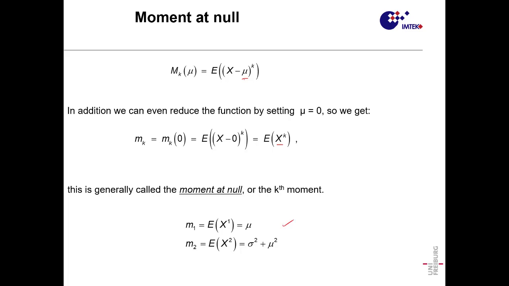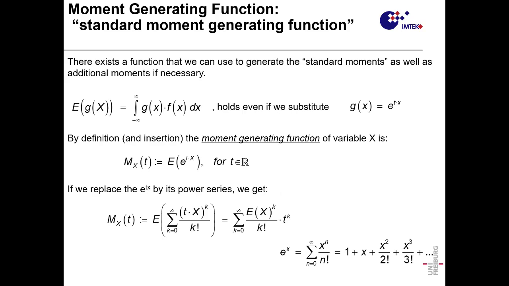But here we play with just two values, k equal to 1 and k equal to 2. With k equal to 1, again you get mu. With k equal to 2, you get this nice relationship, and we will use it later. It's useful for some derivations later. So the moment at null, number 2, is equal to the variance plus the mean squared, right? So we have the central moment and the moment at null.